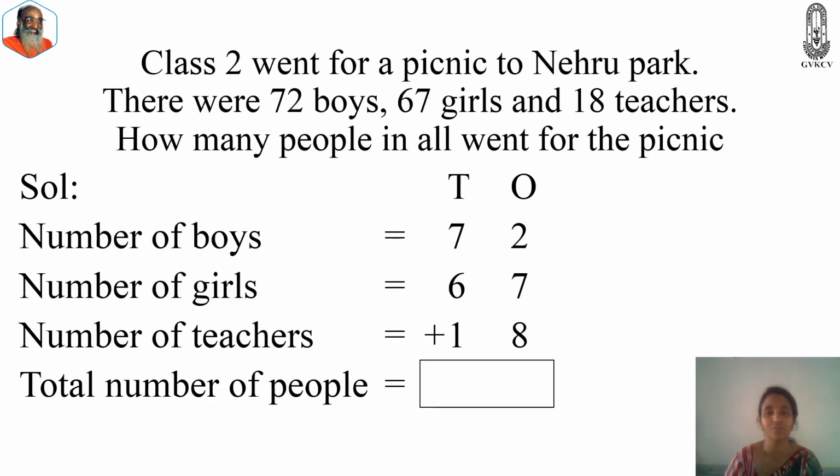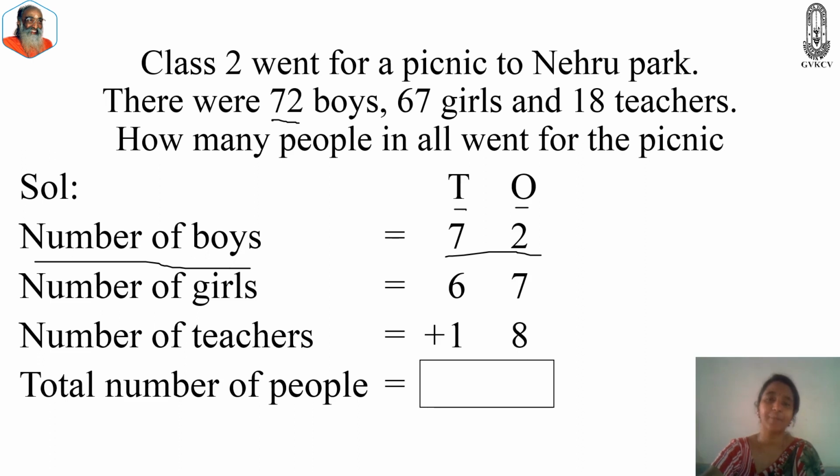Let me read the question for you. Class 2 went for a picnic to Nehru Park. There were 72 boys, 67 girls and 18 teachers. How many people in all went for the picnic? So let us write the small statements. Okay. Number of boys. How many boys went to the picnic? 72 boys, right? So I wrote number of boys equal to 72. Before that, don't forget to write tens and ones.